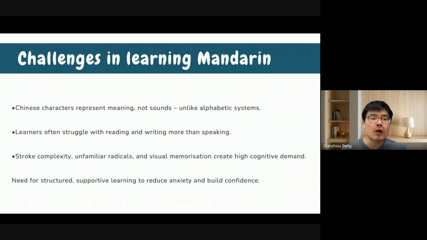So let's look more closely at the specific challenges our students face. First, Chinese characters don't represent sound. They represent meaning. That means students cannot sound out words like in English. Second, stroke complexity and unfamiliar radicals make characters intimidating. And third, memorizing so many visually similar characters adds to the cognitive burden. That's why a structured approach like scaffolding is so critical to reduce anxiety and build learning step by step.